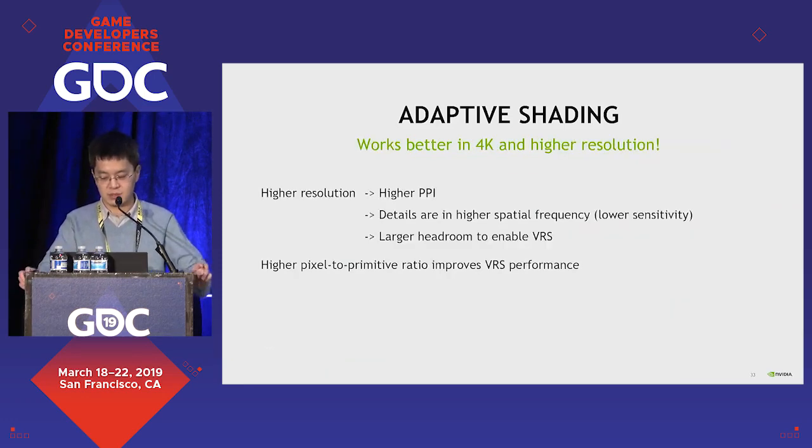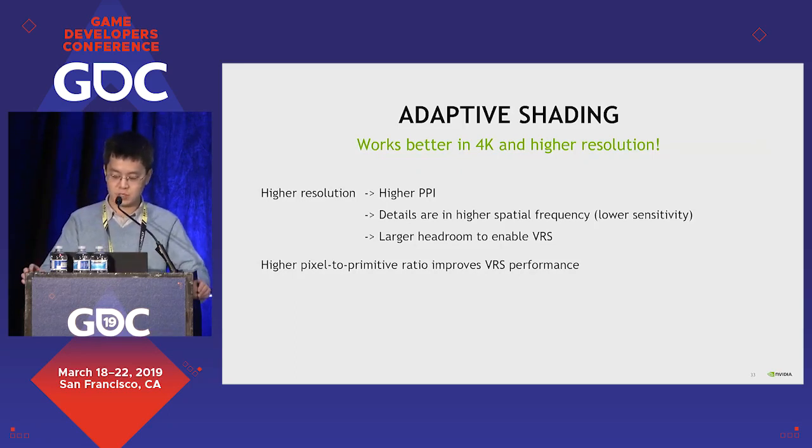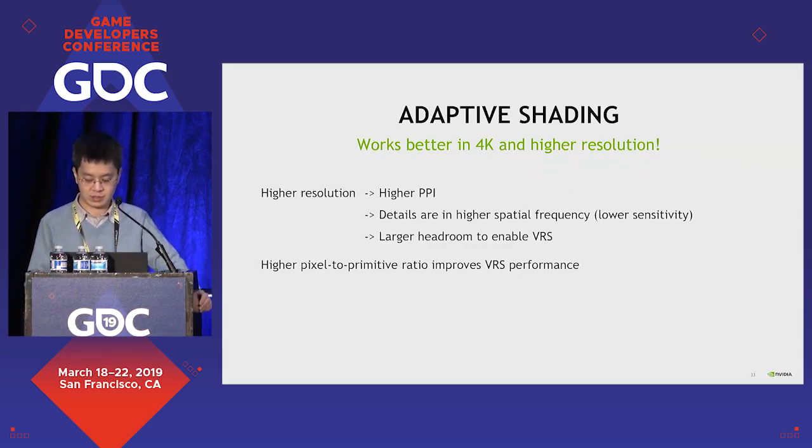And here's a side note. Adaptive shading works better when the target is in extra high resolution, like 4K. One reason is that with higher resolution, the pixels are smaller, and the pixel size details are in higher spatial frequency, which means our eyes have lower contrast sensitivity in them. That gives us bigger headroom to lower the shading rate. Another reason is that for the same content we have a higher pixel to primitive ratio on a higher resolution display. That also improves the VRS performance.